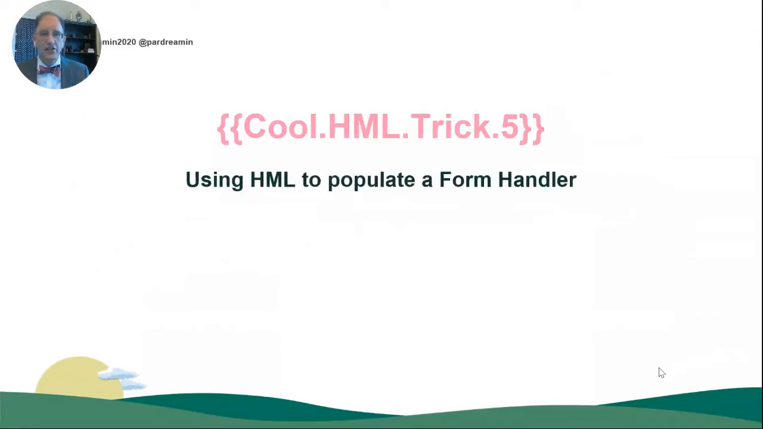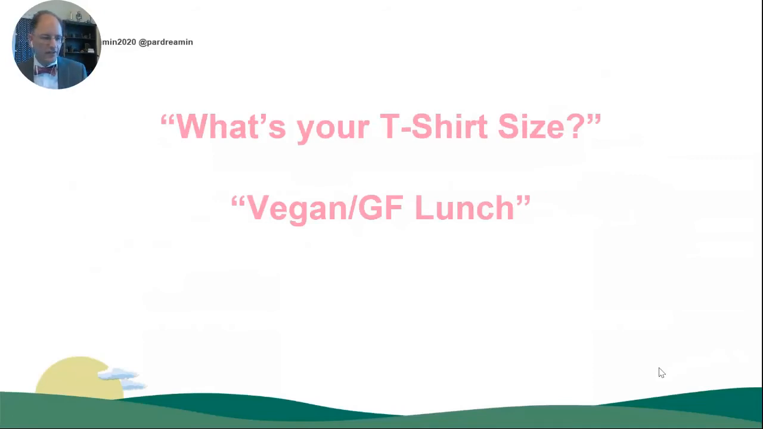All right, last trick, using HML to populate a form handler. So this is one of my favorite things about Pardot data, which is the what's your t-shirt size and the vegan gluten-free lunch option. So a lot of times we're asked as operations professionals to create things that don't make any sense long term. So things like, well, I'm having an event and I want to know what the t-shirt size is, and I want to ask that on this form. Or I want to know who wants a vegan lunch for this event. Now, all this is, of course, helpful for this activity, but it isn't the kind of data you want to store in Pardot long term.